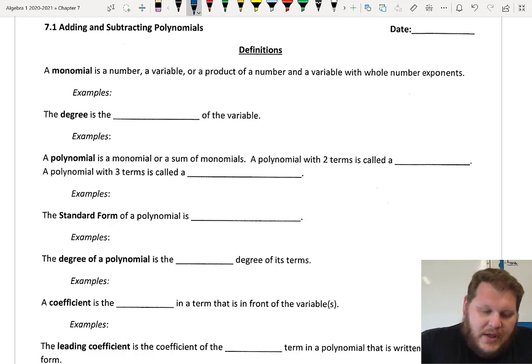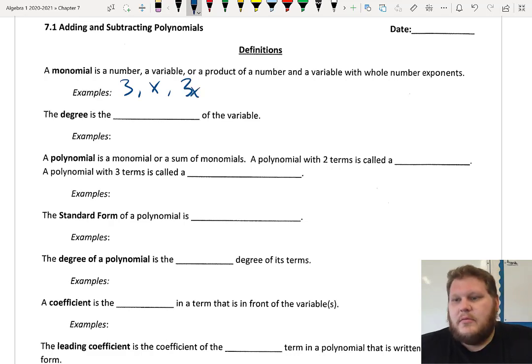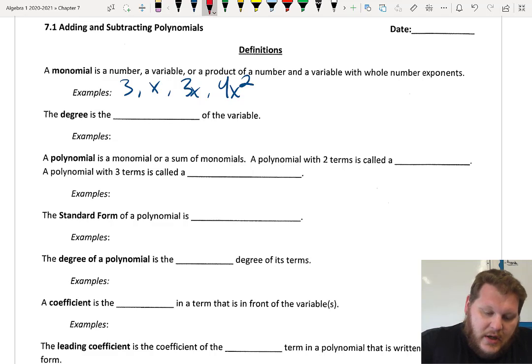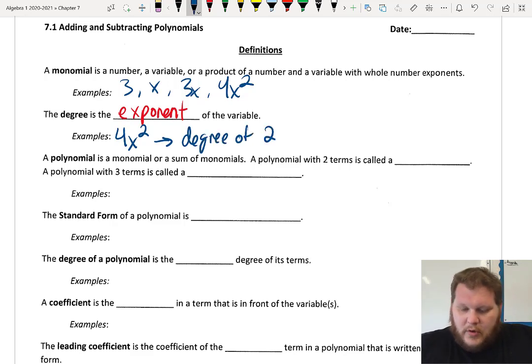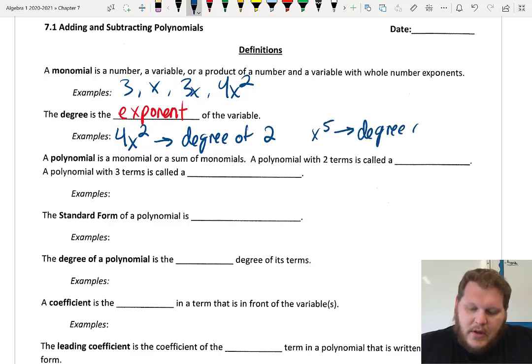So we could have it be 3, which is just a number. We could have x, which is just a variable. 3x, 4x squared. All of those are just examples of monomials, separate from each other. Each of those are all examples of what a monomial is. The degree is the exponent of the variable. It's the exponent of the variable. So for the example of that monomial 4x squared, the degree would be 2. Or if we had something like x to the 5th, that has a degree of 5.